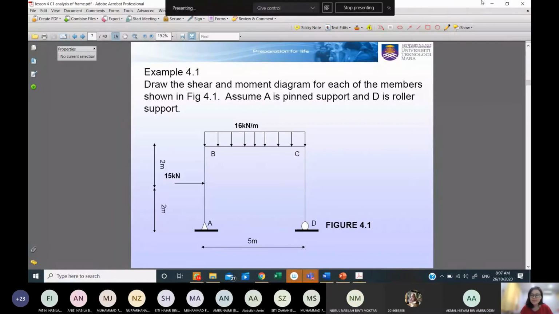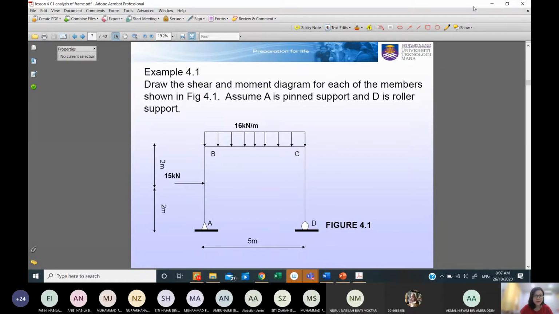Before we start our lesson on determining the deformation of beams and frames, let us have a recap of what we have learned last week. Last week we learned how to analyze beams and frames. Here I would like to recap on the procedure on how to analyze beams and frames.